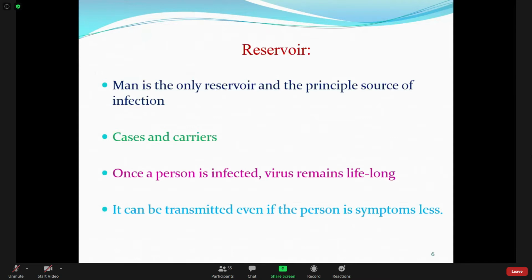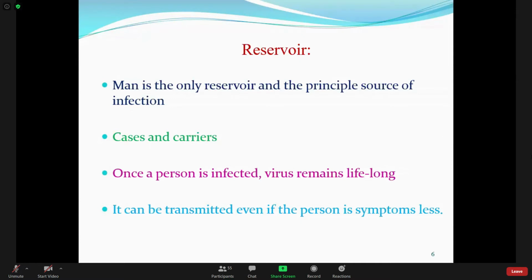In this time, seroconversion is not positive, or the HIV test is negative in that period. So that is called the window period. In the window period, the person can transmit the disease. And once a person is infected, the virus remains lifelong. So reservoir cases are those with signs and symptoms, clinical manifestation.